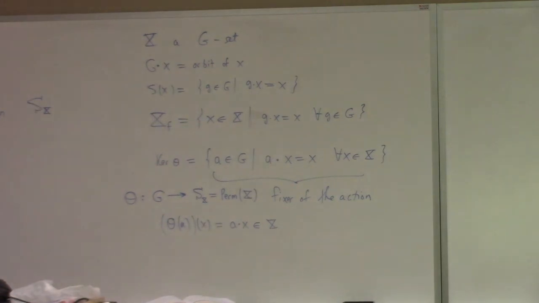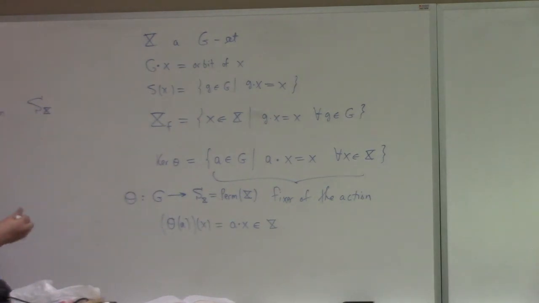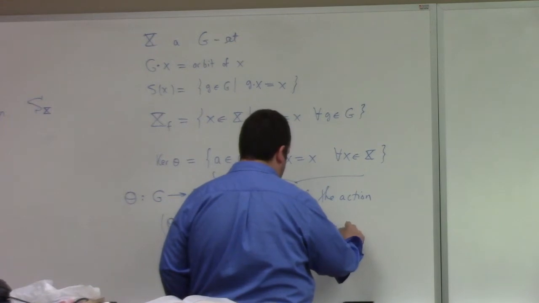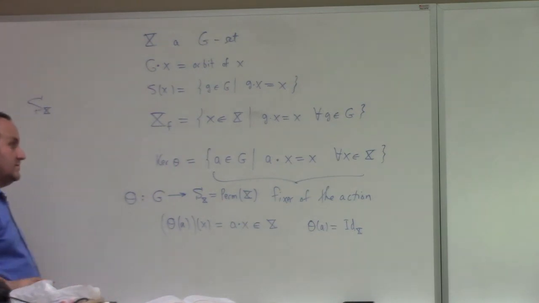And then, of course, the kernel of theta. This would mean that if theta of a is the identity on X, then a is in the kernel of theta, and so being the identity, that's this condition, right? Okay, so this is the fixer of the action.